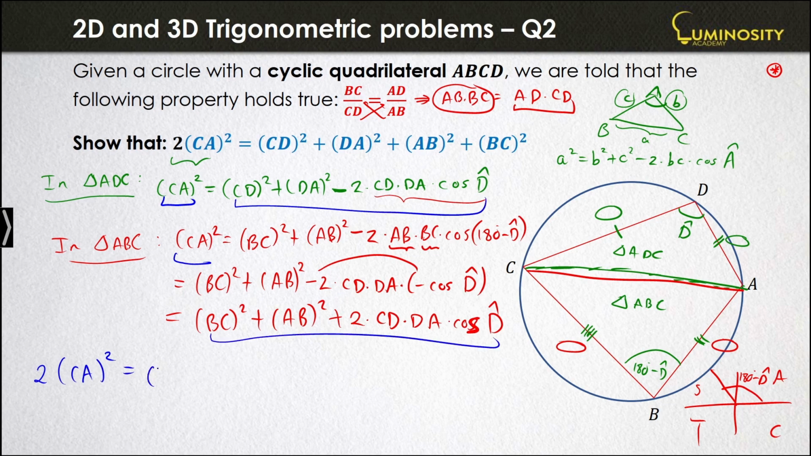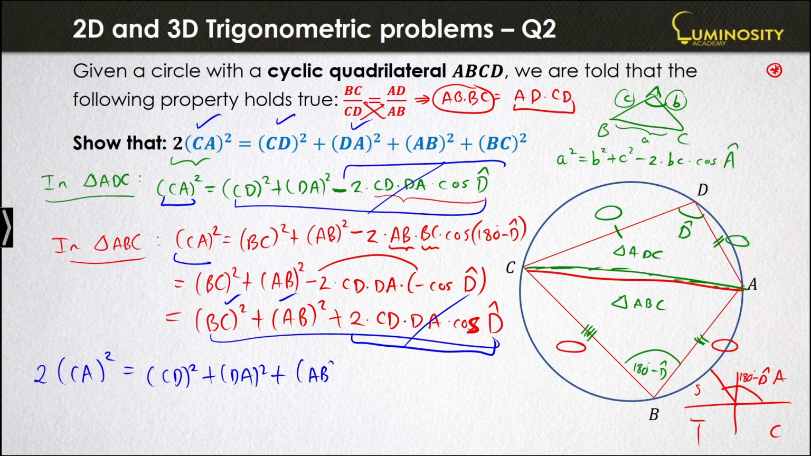So what do I have? I have my CD squared, which is good, that's what I wanted, plus my DA squared, that's what I wanted. Now there's going to be a minus 2 CD DA cos D here, and a plus 2 CD DA cos D. So those terms will cancel when you add them together. And then what's left over are these two terms here, AB squared plus BC squared. And that's exactly what we wanted to show here.